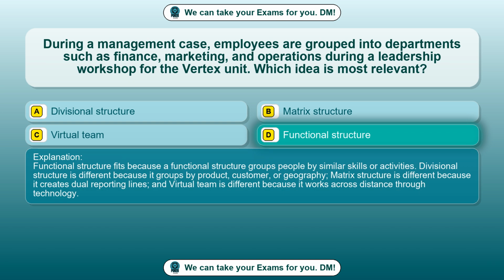Functional structure fits because a functional structure groups people by similar skills or activities. Divisional structure is different because it groups by product, customer, or geography. Matrix structure is different because it creates dual reporting lines. And virtual team is different because it works across distance through technology.